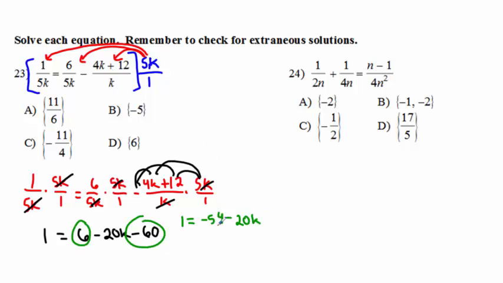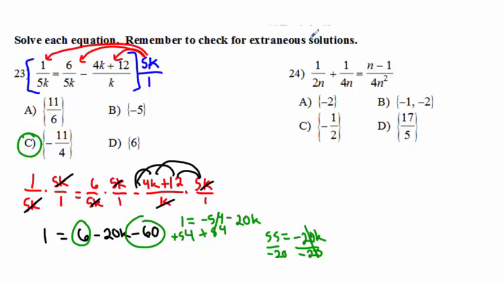There we go. So I need to add 54, which will give me 55 equals -20k, and then divide by -20. So I would either need to simplify this, because both of these can be divided by 5, or I could type it into my calculator and use math enter, and I get answer choice C.